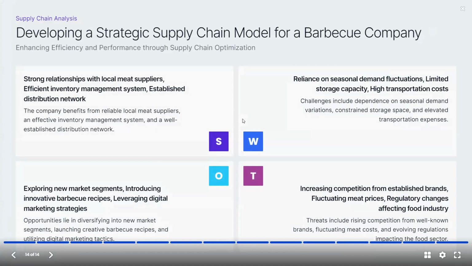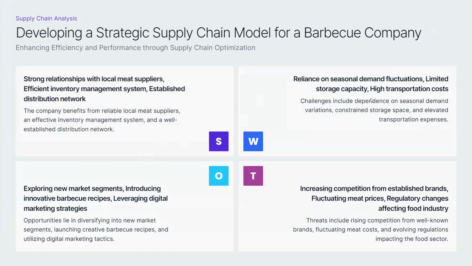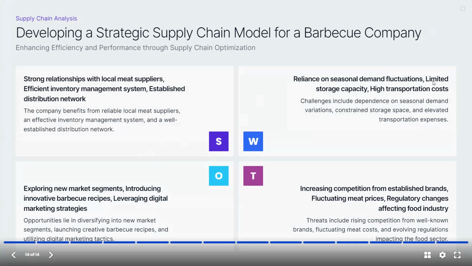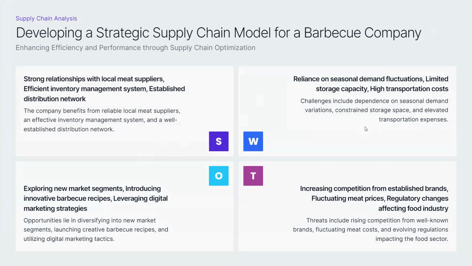It's important to have strong relationships with local meat suppliers for strength. Efficient inventory management system, established distribution network. The company benefits from reliable local meat suppliers, an effective inventory management system, and a well-established distribution network. Reliance on seasonal demand fluctuations is a weakness. Limited storage capacity and high transportation costs are weaknesses. Challenges include dependence on seasonal demand variations, constrained storage space, and elevated transportation expenses.